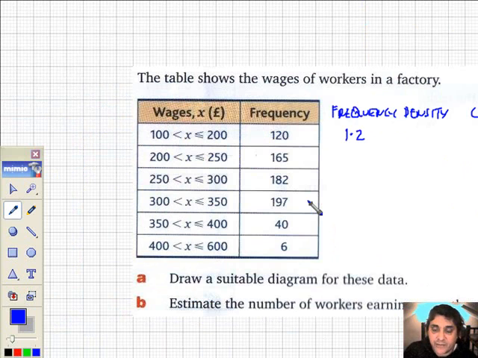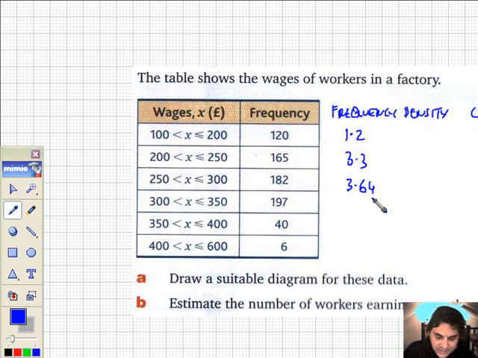Next one, a frequency of 165, and this is the wages of factory workers, by the way. I jumped a bit too quickly there. So 165 divided by 50 people. From 200 to 250 is 50 people. That gives us 3.3. Next one, 182 people, class interval 50, gives 3.64. That's not going to be very easy to plot, but we'll have a go.